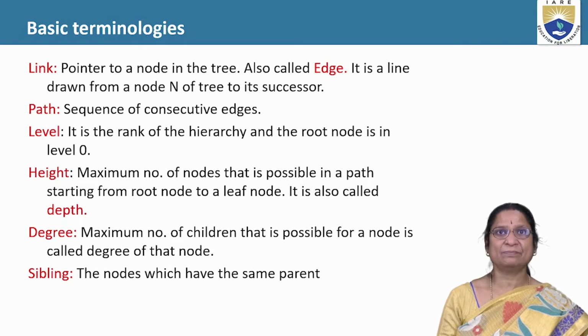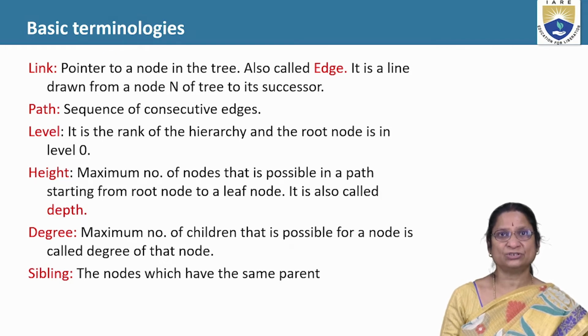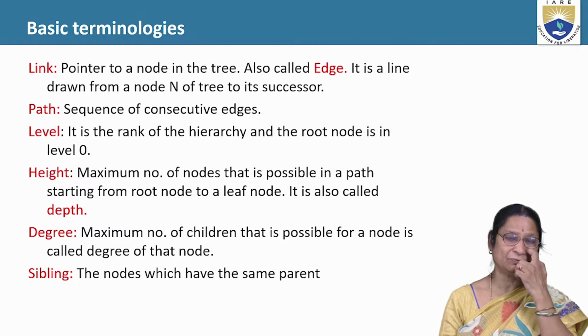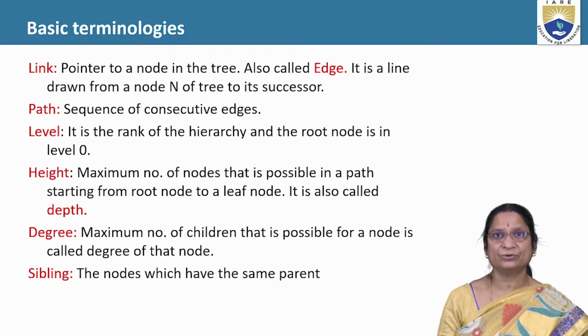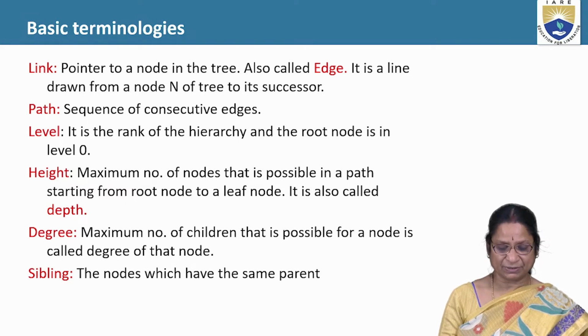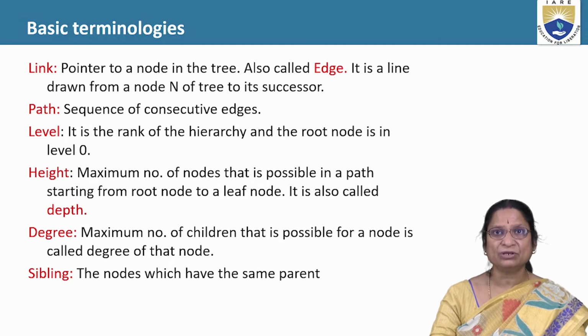So what is a link? Link is a pointer pointing from a node to its children, and path means a sequence of consecutive edges from a particular node to another node, and level means the rank of the hierarchy and the root node is at the level 0. From there onwards we are going to find out various levels of the nodes depending upon its hierarchy. The height of the tree is the maximum number of nodes that is possible in the path starting from root to the depth, and degree is the maximum number of children that is possible to a node, which is the degree of the node. Possible number of children for a particular tree is considered as the degree of the tree.